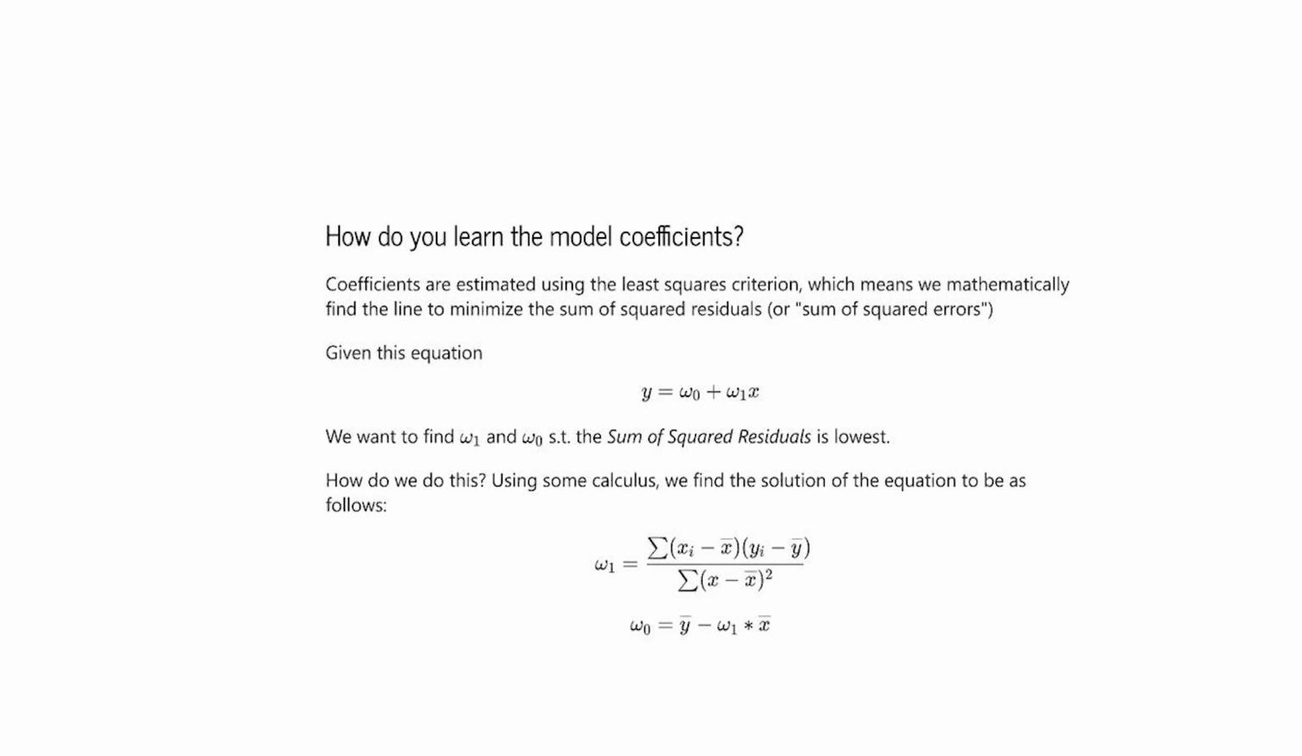Omega 1 is just the sum over all the samples, xi, which is the feature that we're using, for example, the age of the house, minus the mean of that feature, multiplied by yi, minus the mean of the price of the house, divided by the sum over all the samples, the feature minus the mean of that feature squared. Then we can find omega 0 by y mean, which is the mean of the price of the house, minus omega 1 times x mean, which is the mean of the feature that we are using, for example, the age of the house.